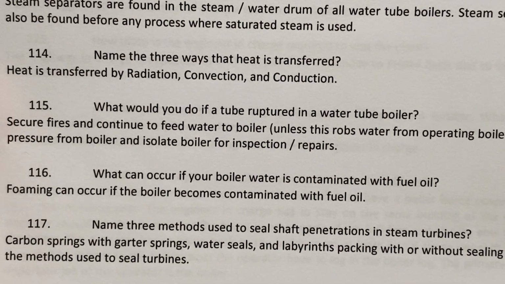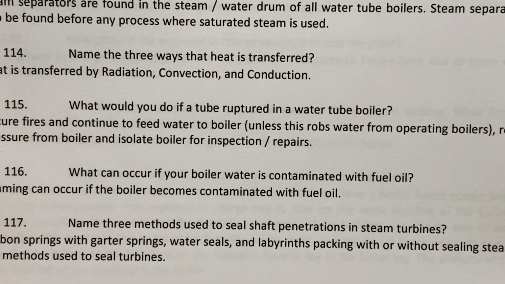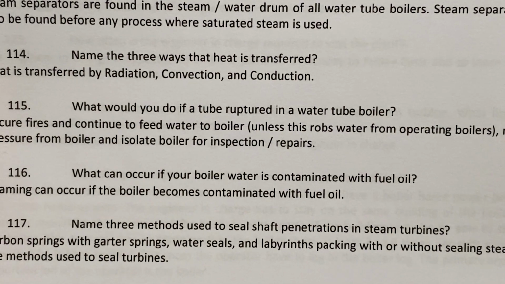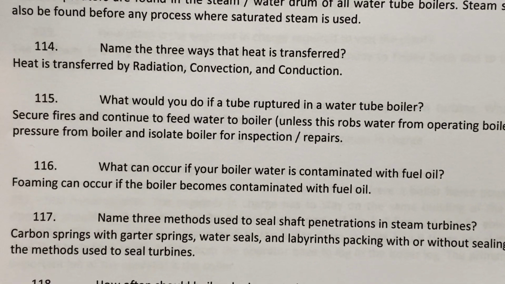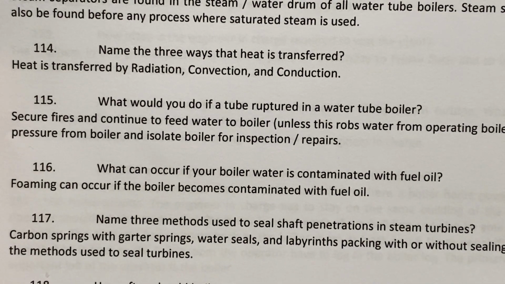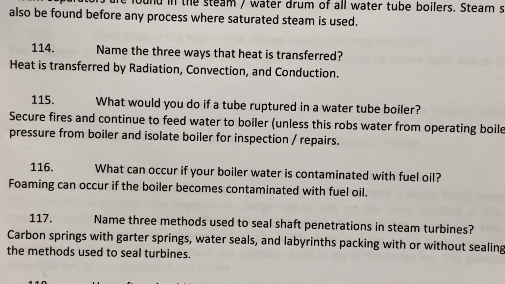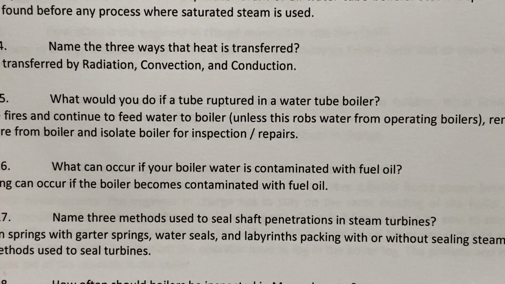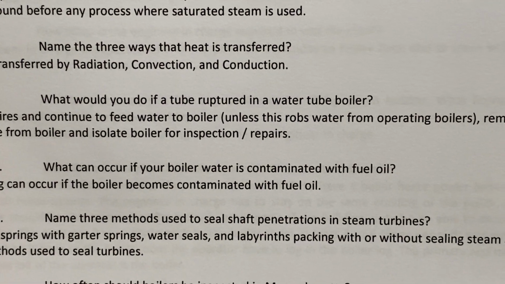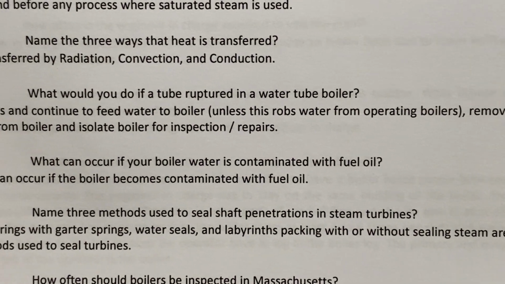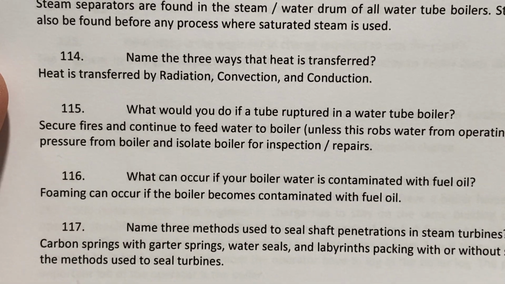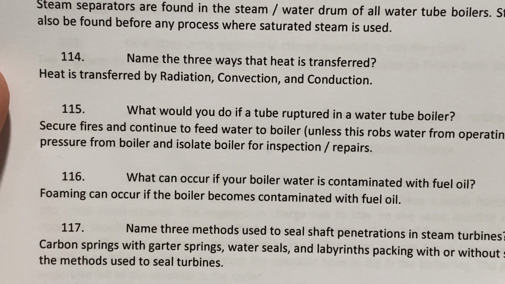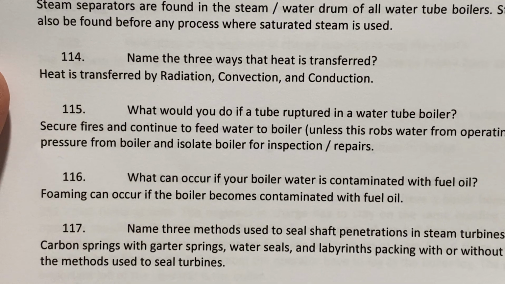What would you do if a tube rupture in a water tube boiler? Secure the fire and continue to feed water to the boiler, unless this robs water from operating boilers. Remove pressure from the boiler and isolate the boiler for inspection and repair.